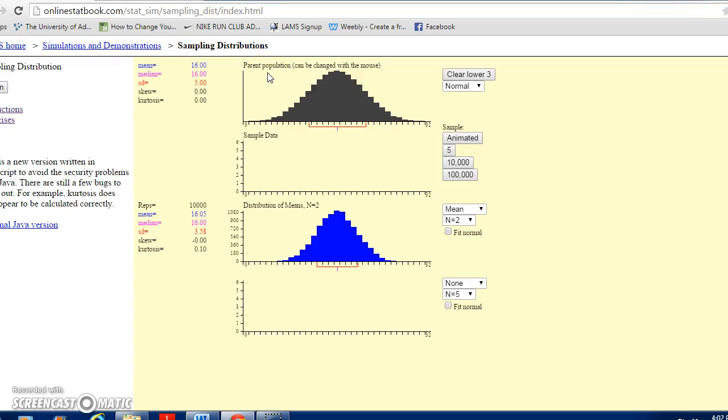Okay, hello everybody. Today we're doing the central limit theorem. So the central limit theorem looks at the distribution of sample means. So what does that mean?